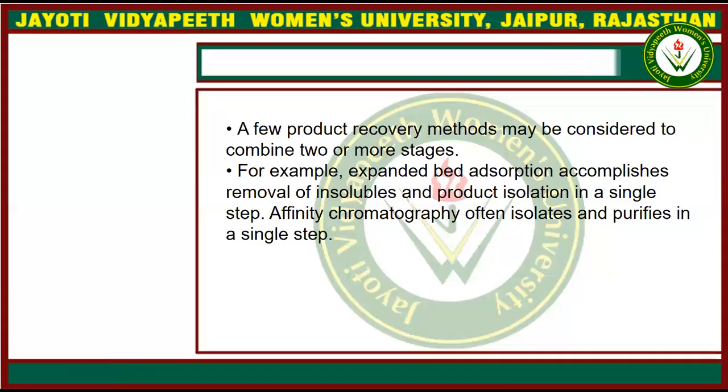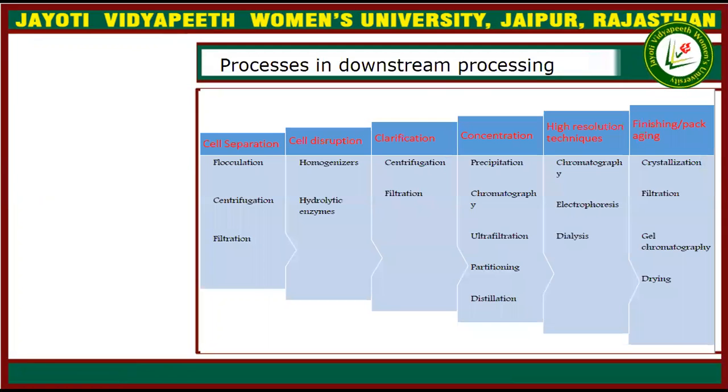So a few product recovery methods may be considered to combine two or more stages. For example, expanded bed adsorption accomplishes removal of insolubles and product isolation in a single step. Affinity chromatography often isolates and purifies in a single step. So there are various processes which are involved in the isolation of intracellular products.